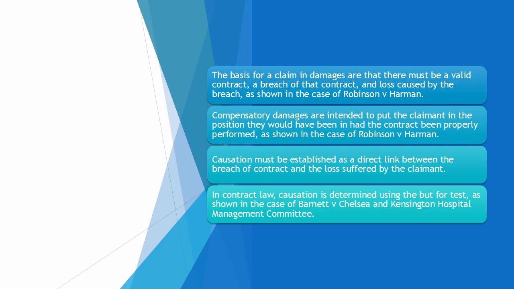Causation must be established as a direct link between the breach of contract and the loss suffered by the claimant. In contract law, causation is determined using the but-for test, as shown in the case of Barnett v. Chelsea and Kensington Hospital Management Committee.